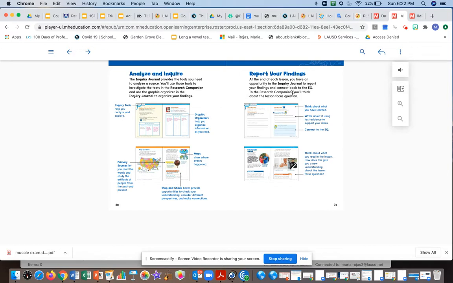In the Research Companion, you will think about the lesson focus questions. Think about what you have learned, write about it using your evidence, support your ideas, and connect it to your inquiry question. Think about what you read in the lesson and how this gives you a new understanding about the lesson and focus question.